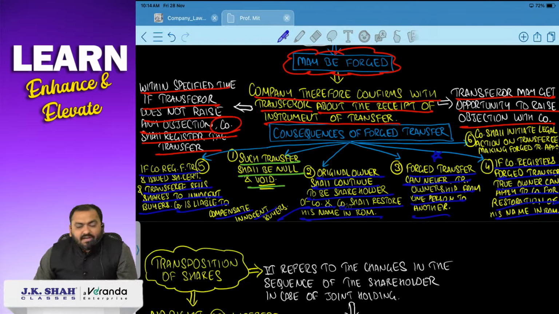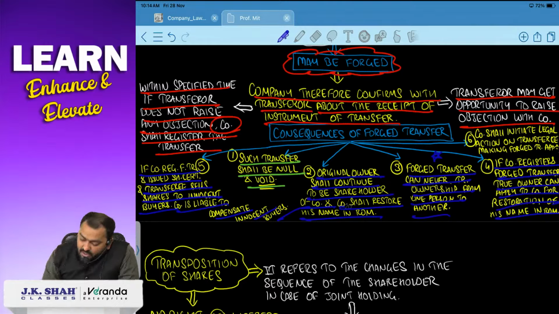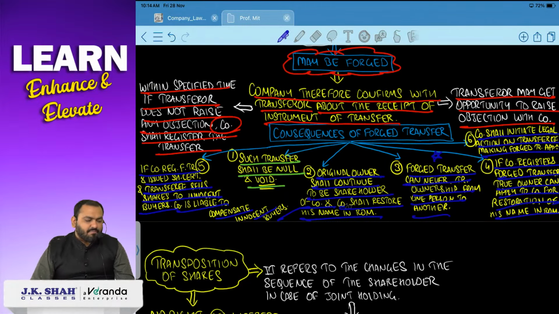Therefore, there is one more point, the sixth point. It says that the company is liable to compensate the new innocent buyers, third party, and the company shall initiate legal action on the transferee who made the forged application. Okay, so the company will recover the damage from the person who made the forged application. Is this clear to everybody?